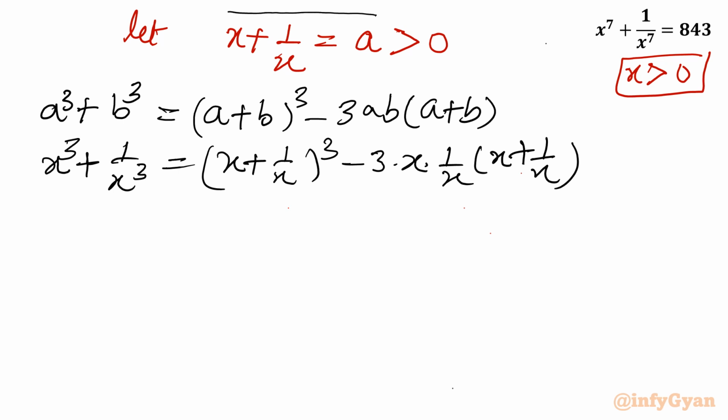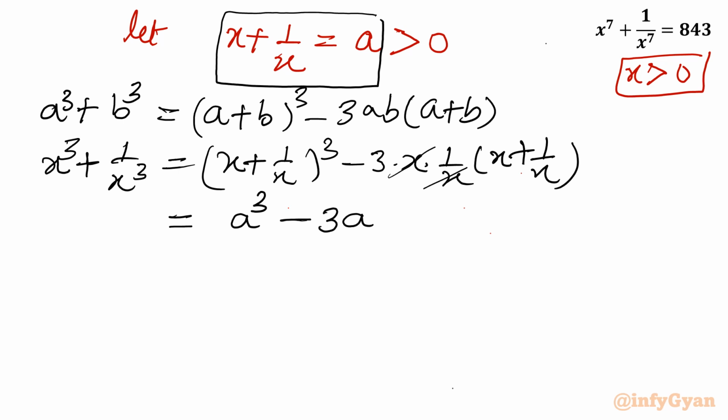Now let us substitute our substitution. In place of x plus 1 over x, we can write a. So this will become a cube minus, these two will be cancelled out, 3a. So this is our x cube plus 1 over x cube expression.